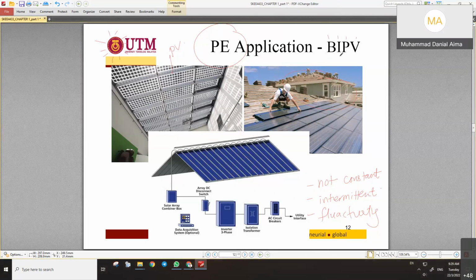It's building integrated photovoltaic, right? BIPV stands for building integrated photovoltaic. It means that you put the PV as part of your building material. Instead of putting tiles on the roof, or putting PV on your rooftop, it becomes BIPV. Okay, what do you need? You need a combiner box, you need a data acquisition system to do the control and the monitoring. Because PV is DC, you need an inverter, you need an isolation transformer, protection circuits, breakers, and only then you go to the utility, which is the grid. Okay, it's not so straightforward. You have a lot of components in between.